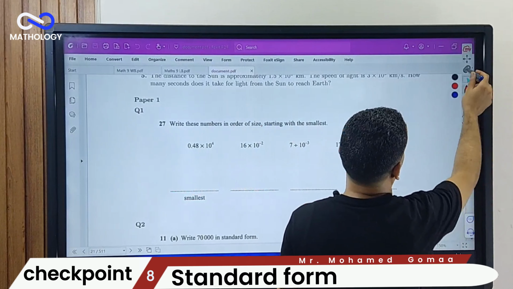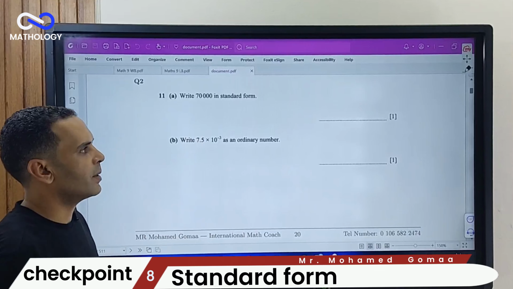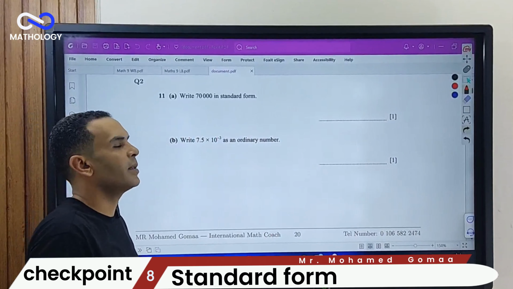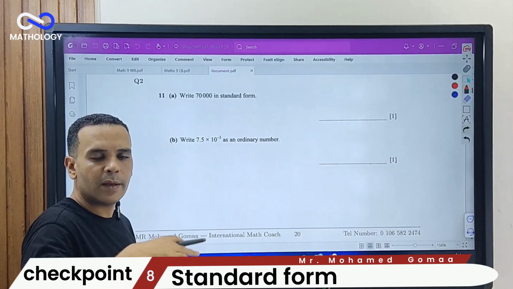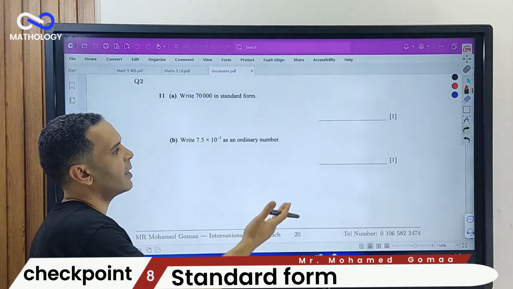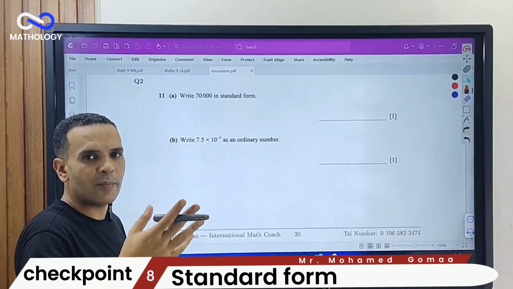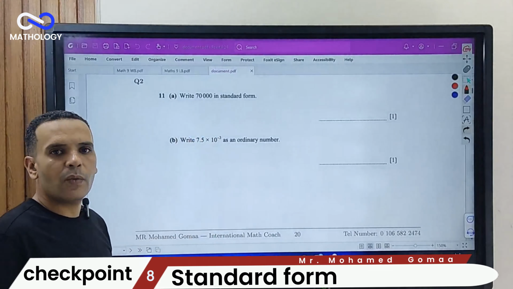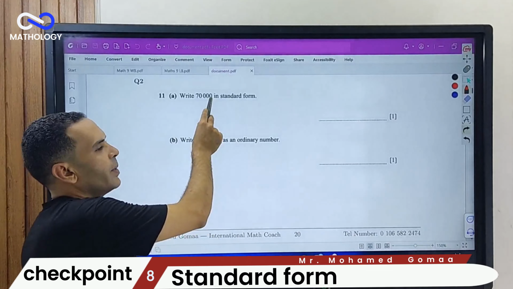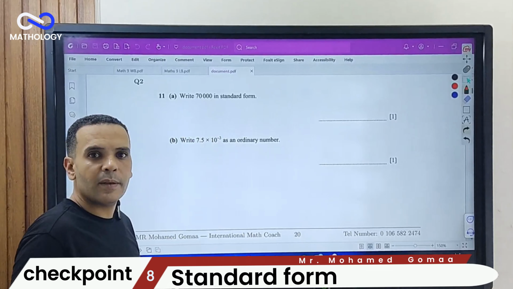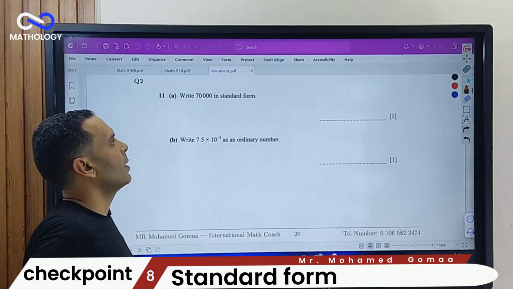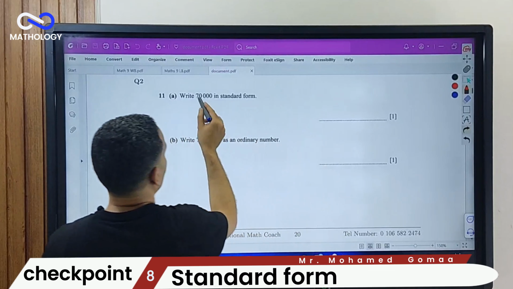The next question, 70,000 in standard form. This ordinary form, standard must be in two factors. The first factor greater than or equal to 1, but smaller than 10. And the second factor in the form 10 raised to any power. To get a number between 1 and 10 from the original one, move the decimal point. I can't see the decimal. If you can't see the decimal, that means the decimal is on the right. Move it till you reach between 7 and 0.